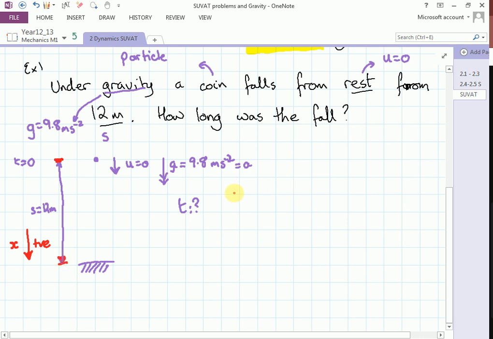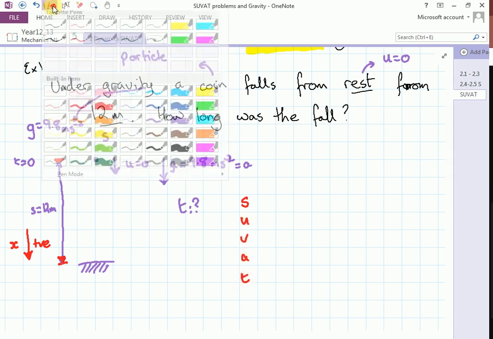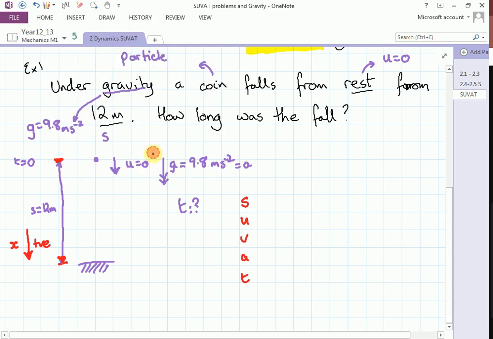So let's write out SUVAT. S-U-V-A-T. And we go through and we put in what we know. S. Now I'm going to put signs in as well, so we're thinking about this direction. I want a positive 12 meters in the direction of positive X. U, I know was 0.